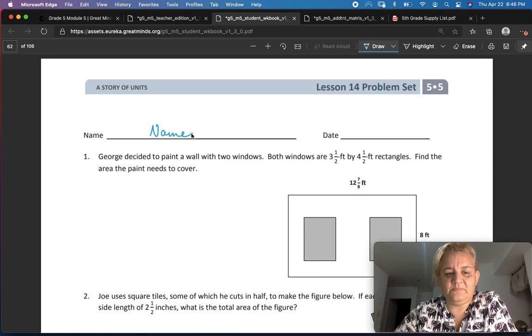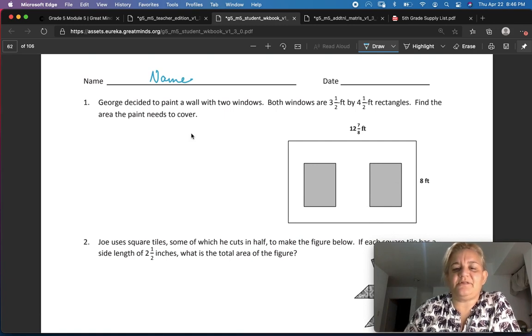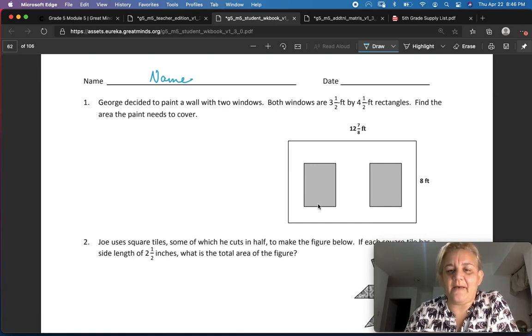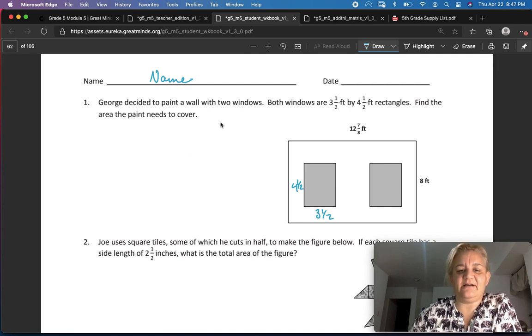Number 1, George decided to paint a wall with 2 windows. Both windows are 3.5 by 4.5 feet rectangles. Find the area the paint needs to cover. Okay. So he wants to paint a wall with 2 windows. Both windows, find the area the paint needs to cover.